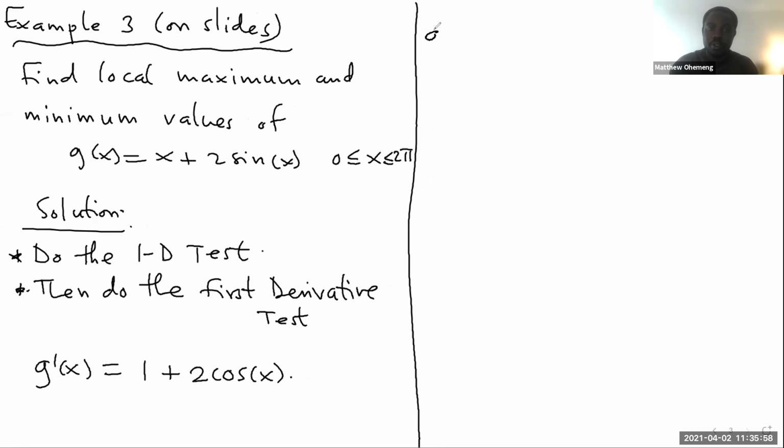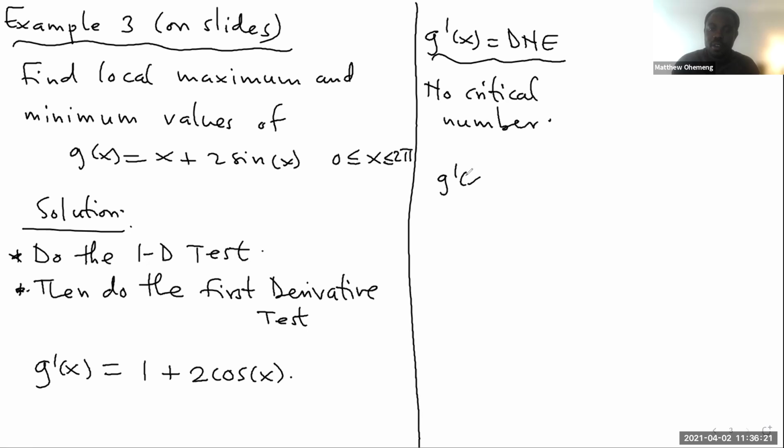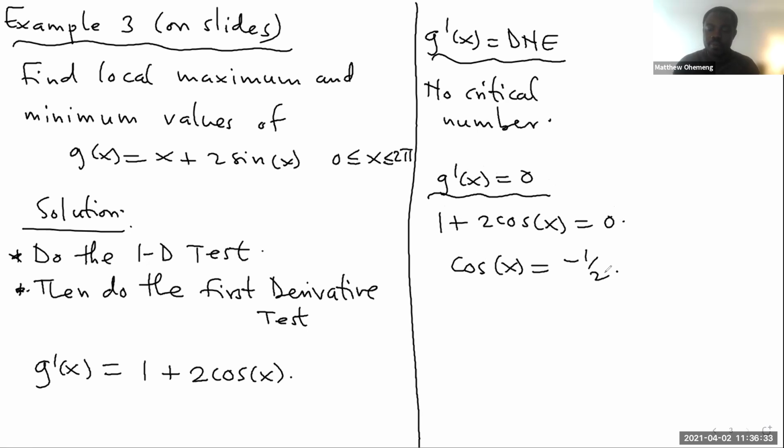Now, for critical points, we check for 2 conditions. We check for where this is DNE. In this case, since the expression is continuous on this interval, the derivative is also continuous. There's no x where j prime is DNE. So that means this condition is not going to give us any critical point. Now, the next condition we have to check is where this is equal to 0. So I do 1 plus 2 cosine of x equal to 0, and then I get cosine of x equal to -1/2.